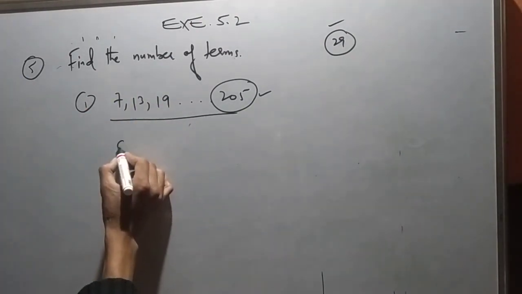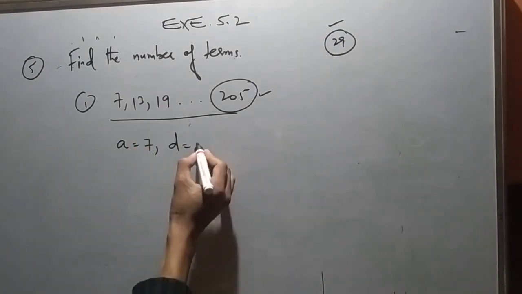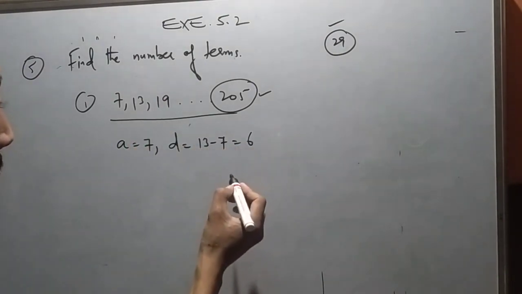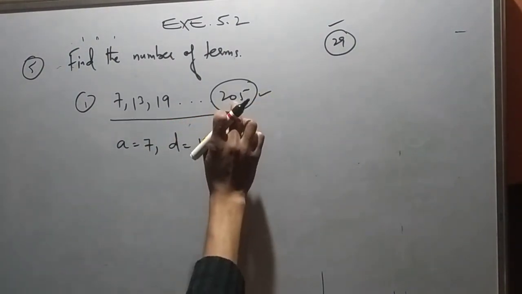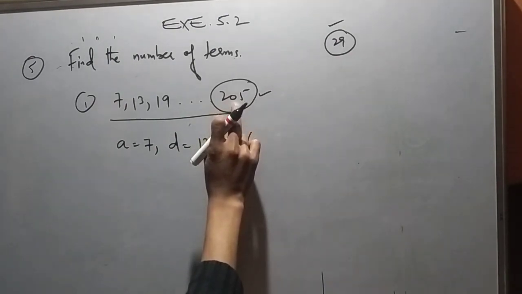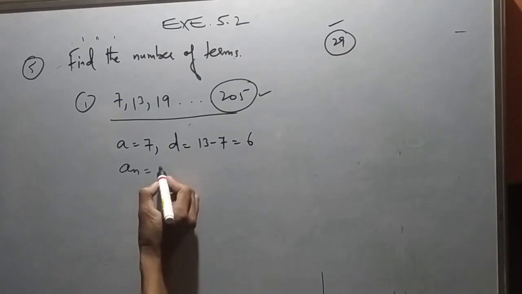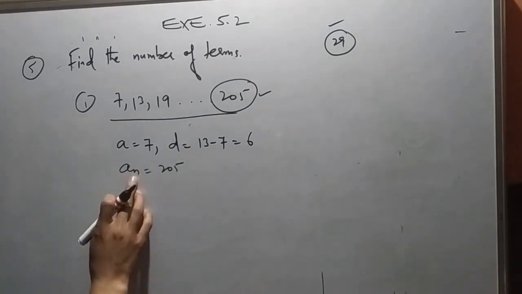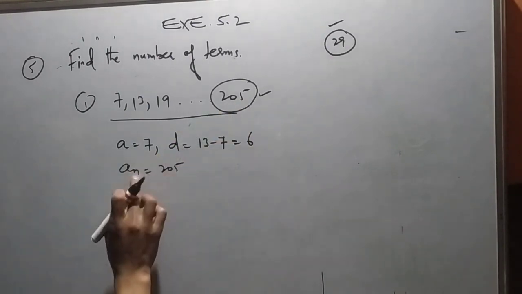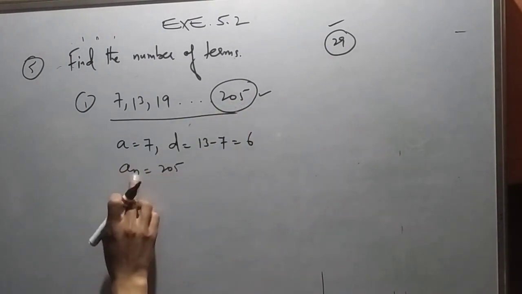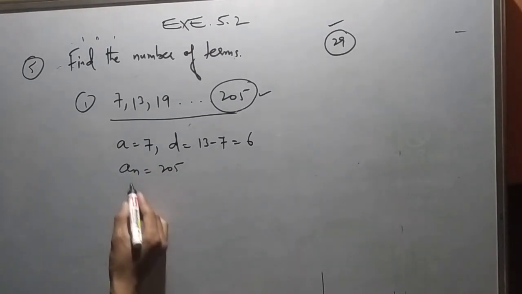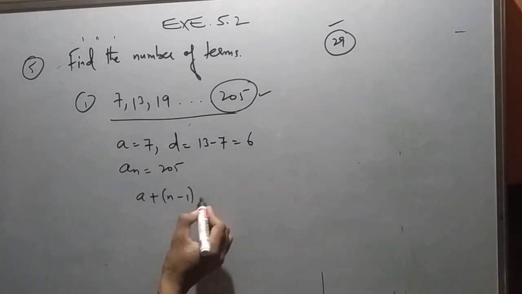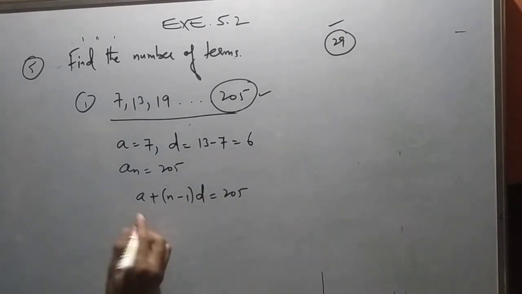So the question is: a equals 7, d equals 6 (the common difference), and the last term is 205. The last term is an, where n is the unknown term number. So an equals 205. The formula is a plus n minus 1 into d equals 205, where a, the first term, is 7.